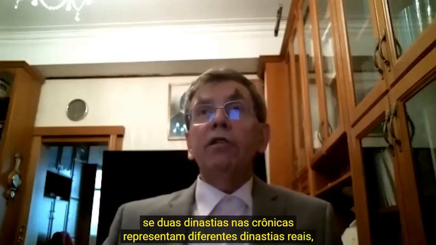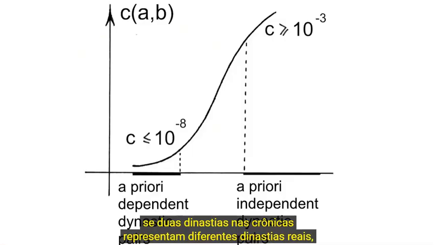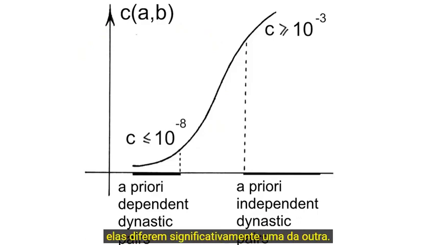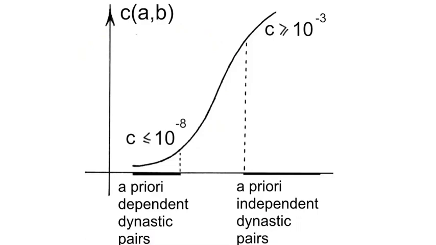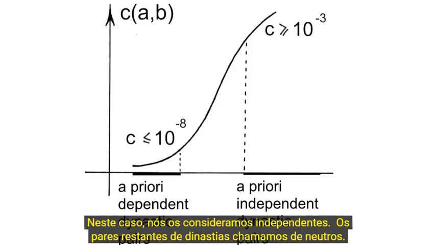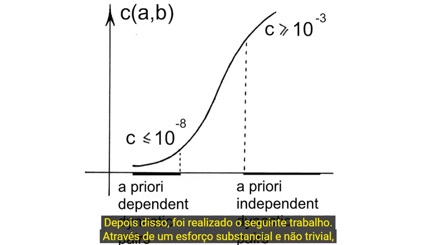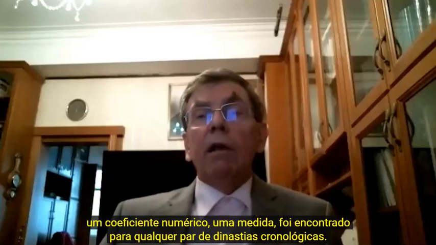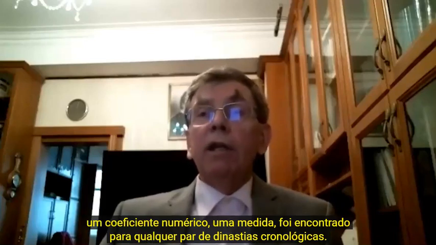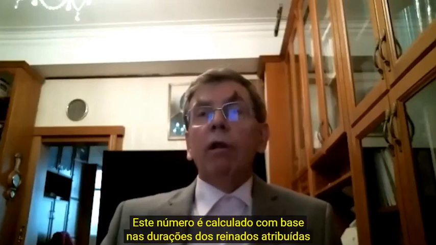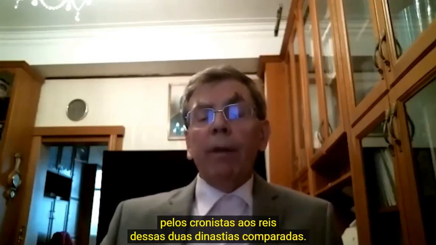On the contrary, if two dynasties in the chronicles represent different real dynasties, they significantly differ from each other. In this case, we considered them independent. The remaining pairs of dynasties we called neutral. After that, the following work was carried out. Through a substantial and non-trivial effort, a numerical coefficient, a measure, was found for any pair of chronological dynasties. This number is calculated based on the reign durations attributed by chroniclers to the kings of these two compared dynasties.